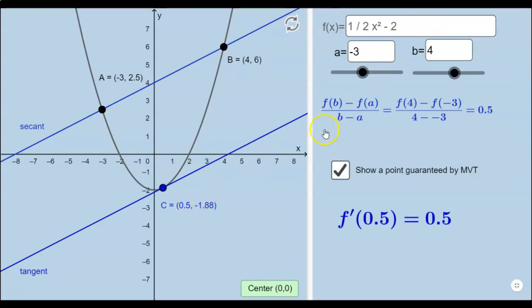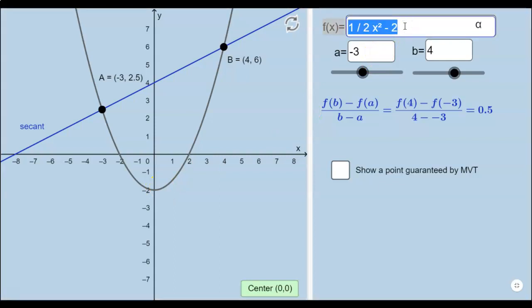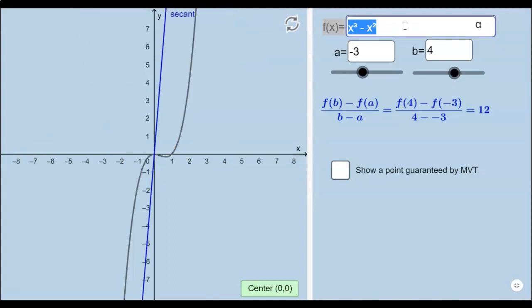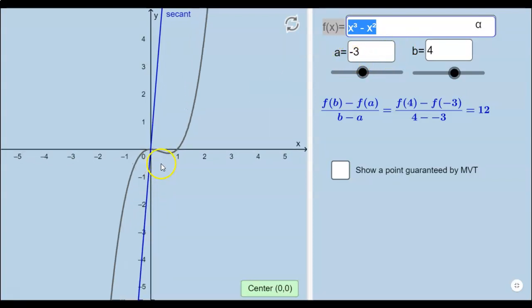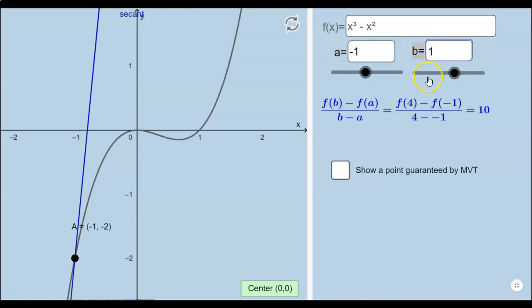Okay, let me pick another such a situation just to help you understand this a little better. So I'm going to refresh this and I'll type in something a little bit different. So x cubed minus x squared. Let's see if this will give us something. So I've got x cubed minus x squared, and I'll zoom in a little bit, all right, into the function. And let's suppose I'm interested from -1 to +1. So -1 to +1.